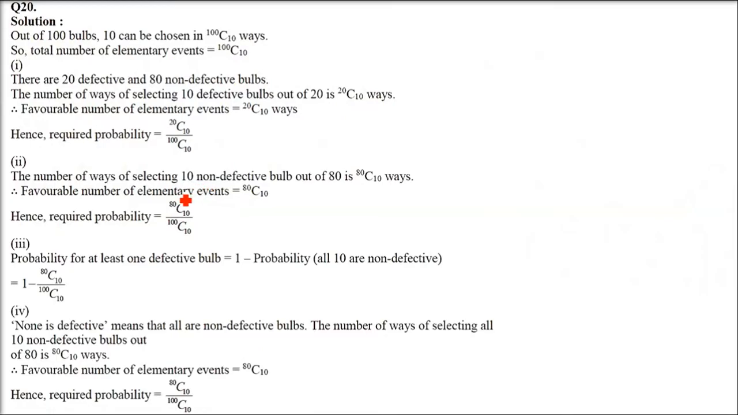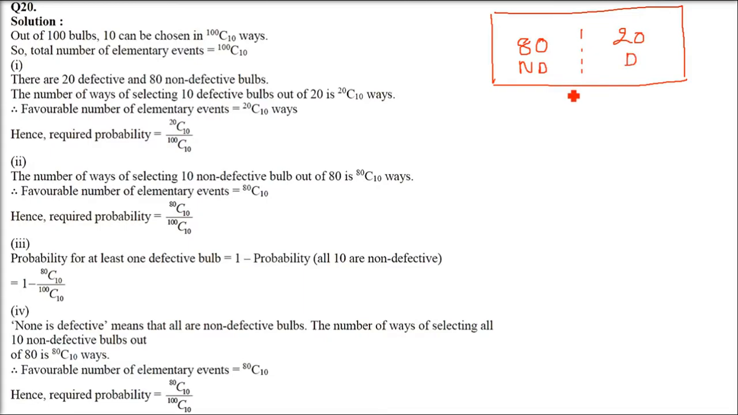Now the next question is, a box contains 100 bulbs, 20 of which are defective. 10 bulbs are selected for inspection. Find the probability that, there are 4 parts here. So let me show you the scenario here. The scenario is like this. There are 100 bulbs. So 80 bulbs are not defective, 20 are defective. 100 bulbs, 80 non-defective, 20 defective. Only 10 are taken out of it.